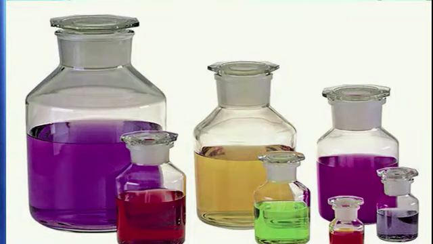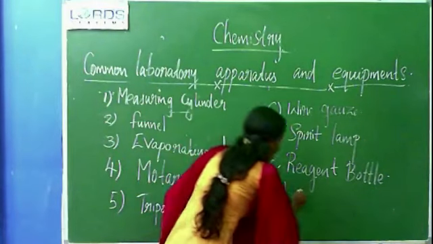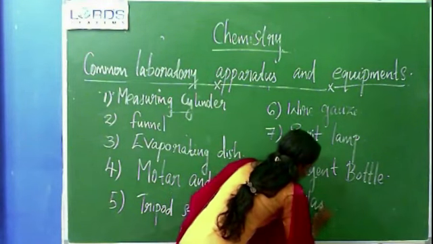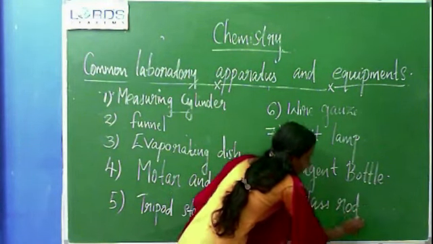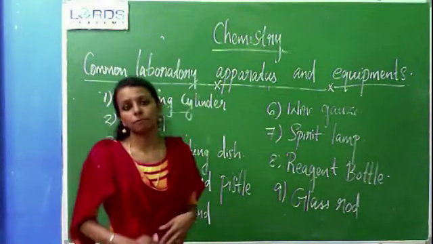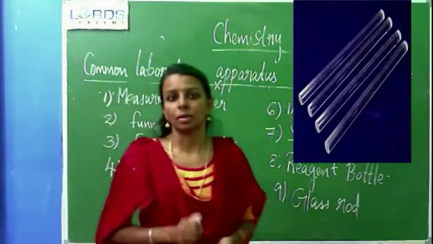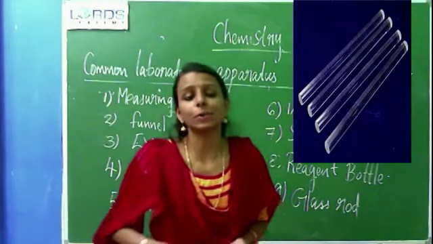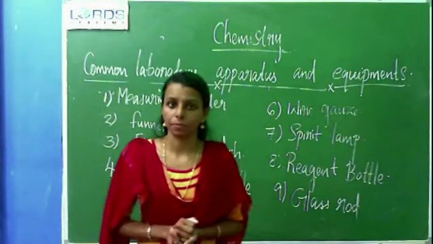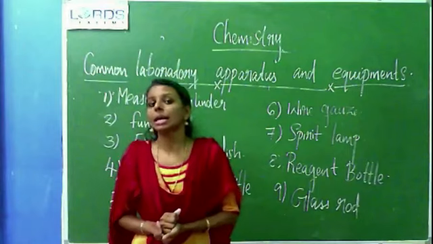Just look here, this is a reagent bottle. The reagent bottle is made up of white or colored glass. It is used to store chemicals. Then the next one, glass rod. This is a glass rod. This glass rod is made up of glass. It is used to stir chemicals.